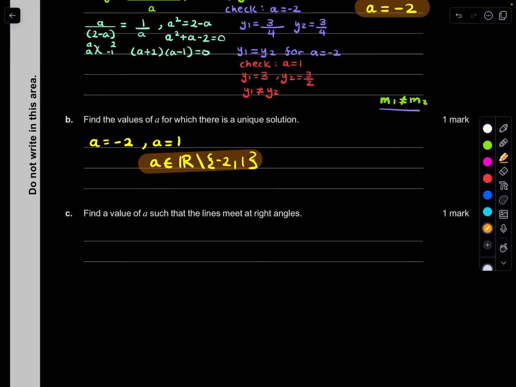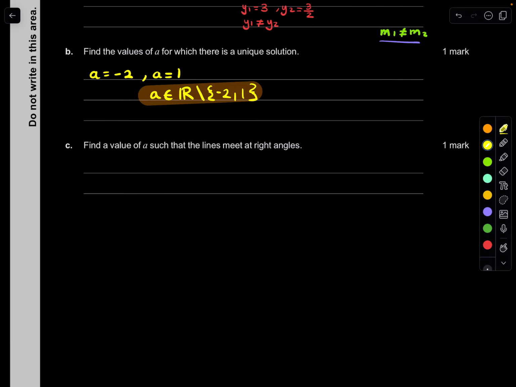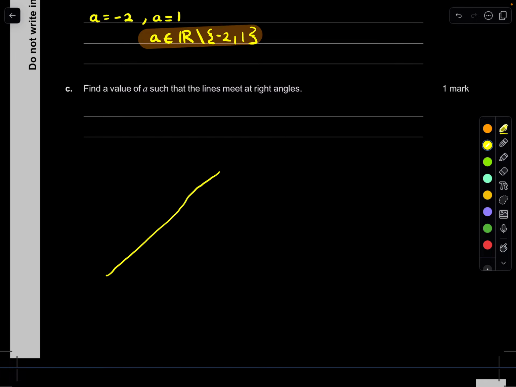Next question. Find the value, so there has to be only one, of A such that the lines meet at right angle to each other. Right angle to each other. Well, doesn't that already remind me of something? So if I kind of graph L1 here, say this is L1. And say this is L2. So your second equation.